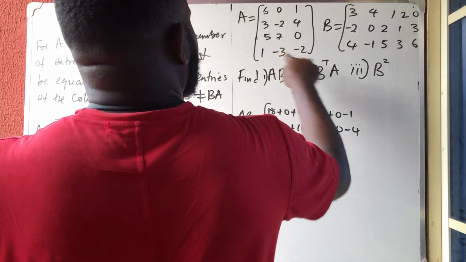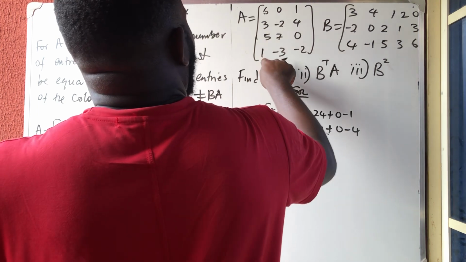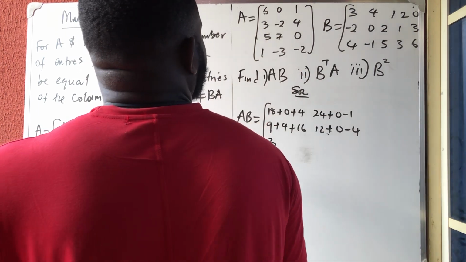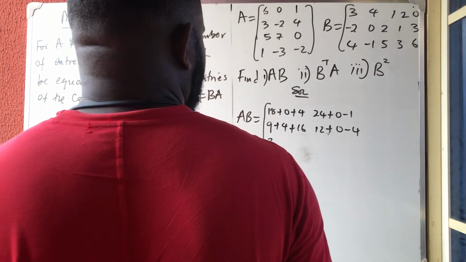Then this one now, let's do something again. This one to here, 1 times 3 is 3. Minus 3, sorry, I've not done 7.